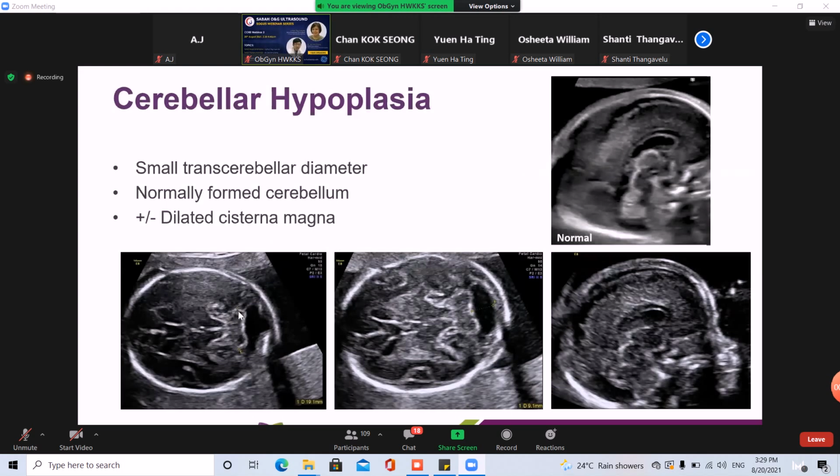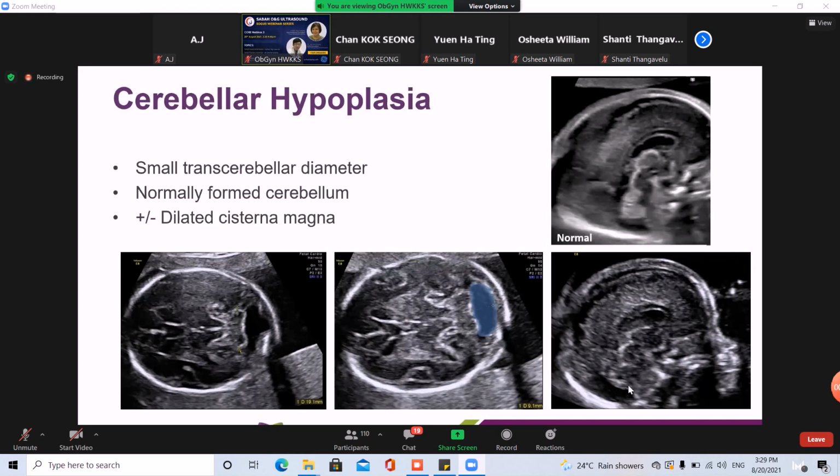When you measure the transcerebellar diameter, it does not correspond to the gestational age. And when the cerebellum is this small, the space at the back, called the cisterna magna, would be dilated, and therefore sometimes that would be the cisterna magna. When you measure it, it might be close to 10 or even above 10. But when you look at its shape, the morphology, and the anatomy of the cerebellum, everything is normal. It is just small.